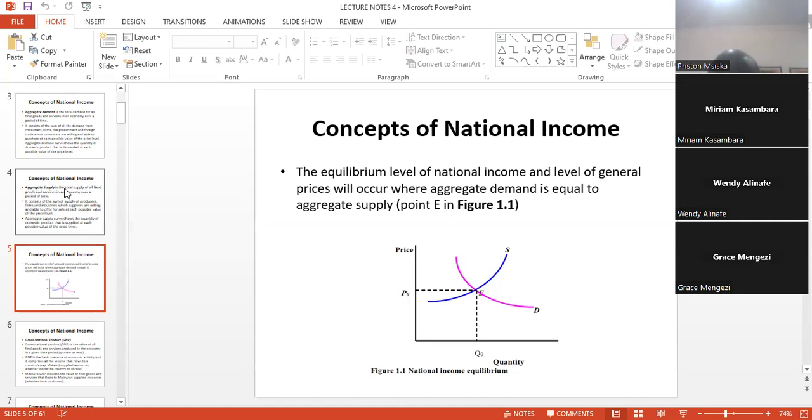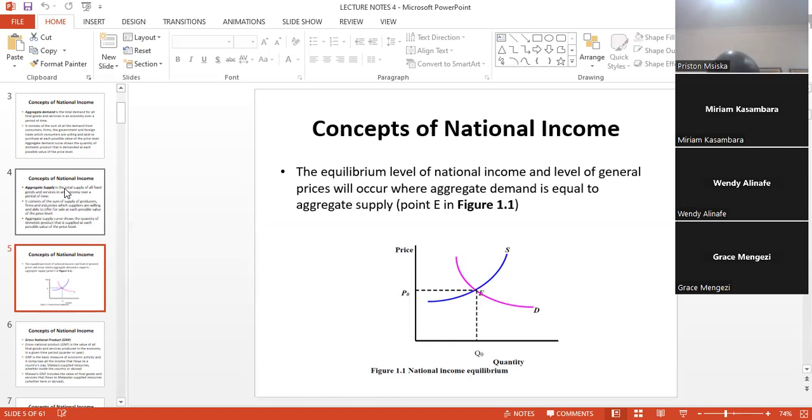Remember, in a perfect competition market, you have many suppliers and many buyers. So nobody is able to control the price. The price is determined by the market. Now we will see later on that other macroeconomic concepts do develop from this diagram.